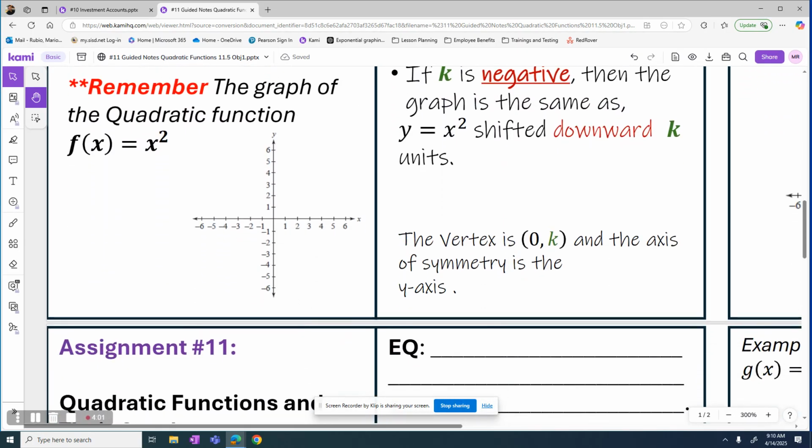Remember the graph of the quadratic function f of x equals x squared. Remember I told you guys that f of x is the same as y. So instead of writing f of x, I'm going to write y. And I need to know how to graph this. Eventually, at some point, you guys will use calculators. But for today, I need to show you guys how to do it from a table. So here's how we're going to do it.